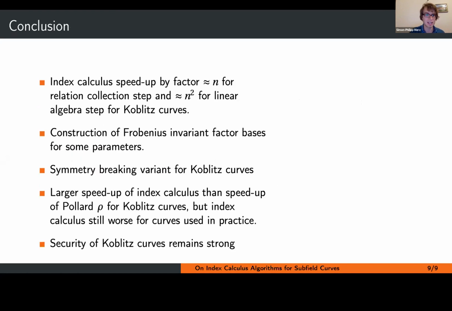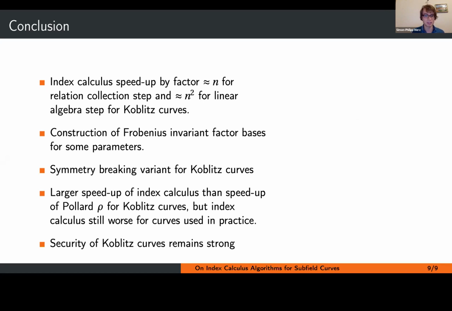So to summarize our results, we show some instances where we can speed up index calculus by a factor of n in the relation collection and n squared for the linear algebra step. We give multiple constructions of Frobenius invariant factor bases. We also give an improved symmetry breaking for Koblitz curves.